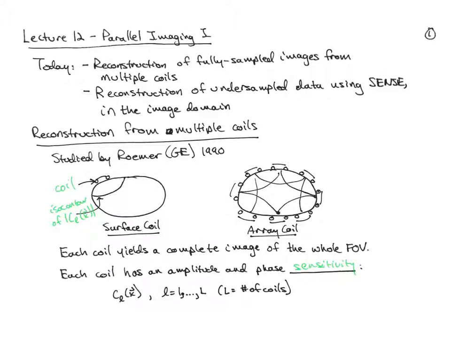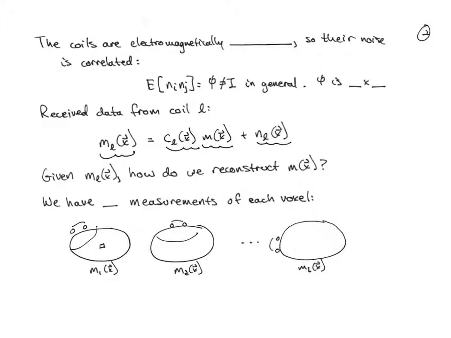So then the question is, how do we reconstruct an image of the entire body from all of these individual coil images? Now, invariably, the coils are going to be electromagnetically coupled, meaning that they are going to receive some of the same signal, and not only some of the same signal, but also some of their noise. So their noise is going to be correlated. That means that the expectation of the noise between two channels is not going to be an identity matrix in general. And so the phi matrix here, which is the noise correlation matrix, is going to be size L by L, again where capital L here is the number of receive coils that you have.